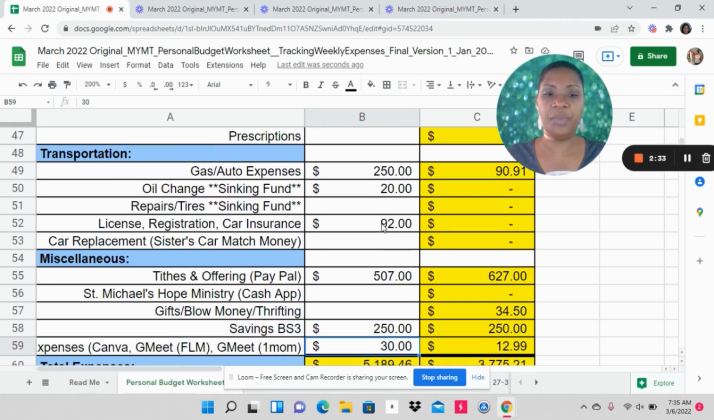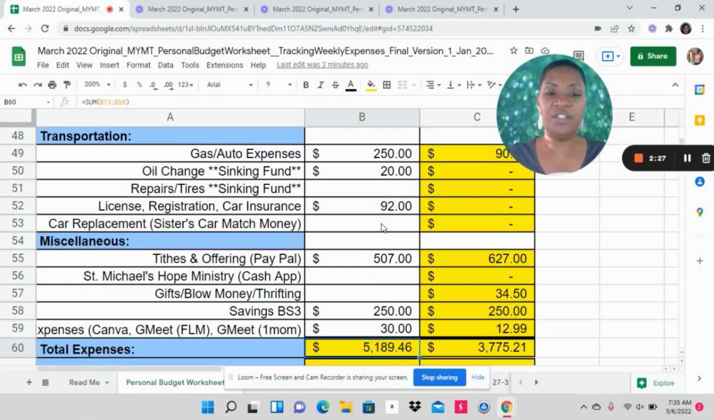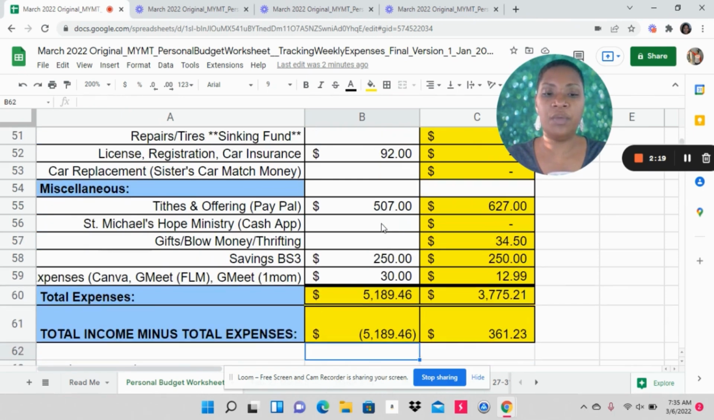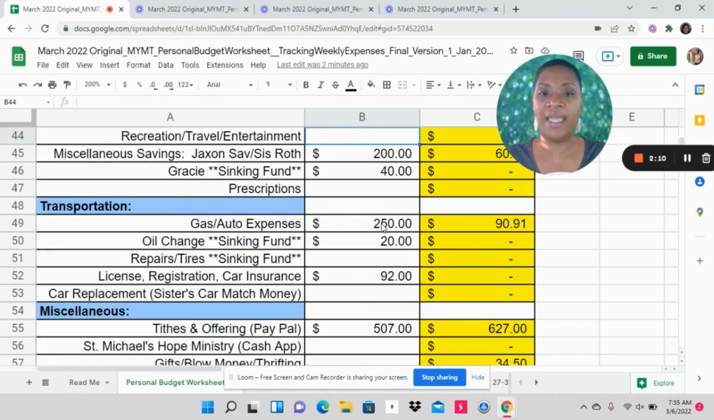My tithe was 627, just some blow money or gifts was 34.50. Savings was 250, and then my business expenses thus far was 12.99, giving me a total of $3,775.21, leaving a balance of 361.23, and there's still yet a few things that I have not paid.